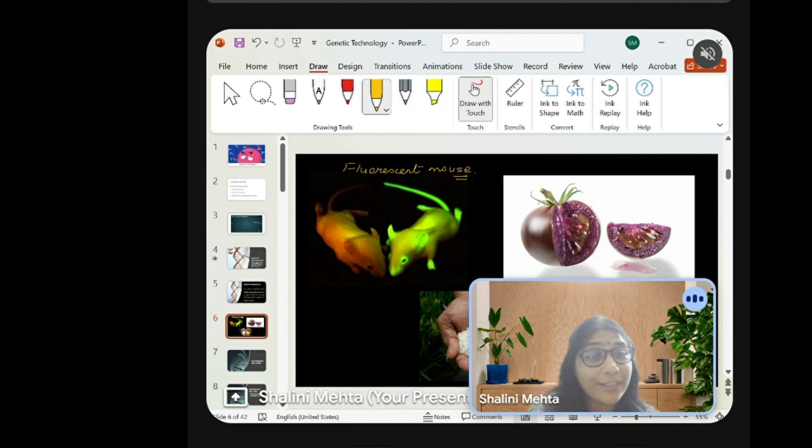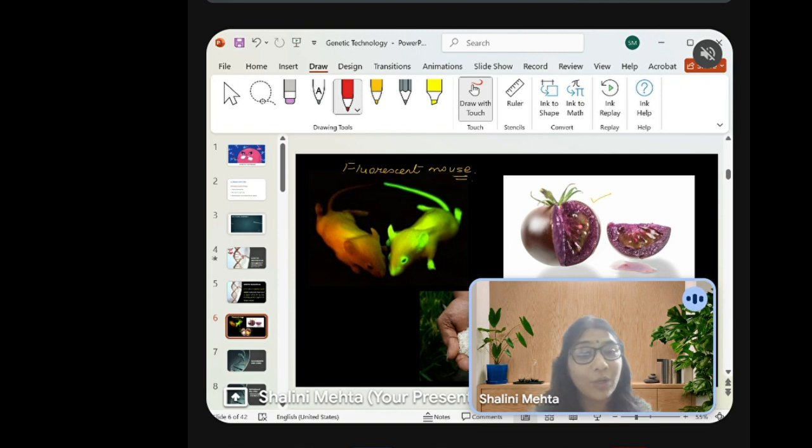Think about it, scientists have also been able to produce purple tomatoes. Tomatoes are generally red, right, or green varieties. How are these purple tomatoes formed? Again, remember genetic engineering. Scientists have taken the anthocyanin gene from another organism and put it in tomatoes, making them purple and richer in different kinds of nutrients.